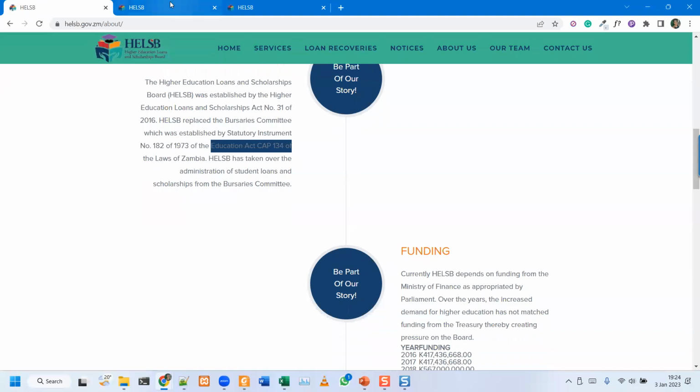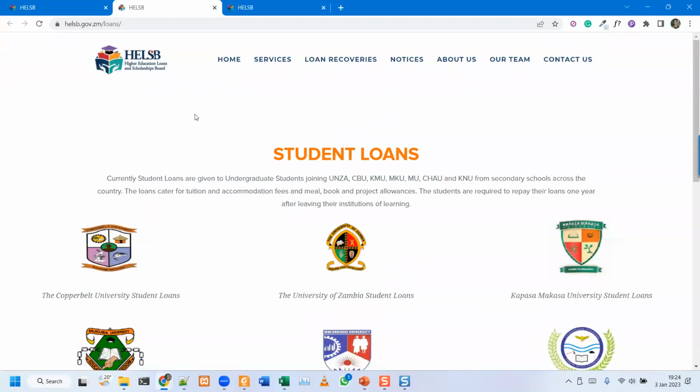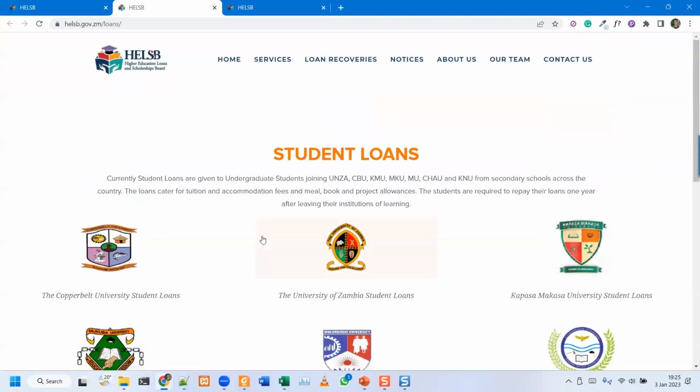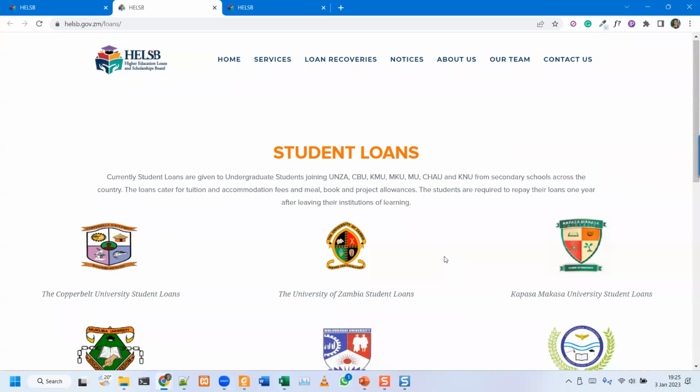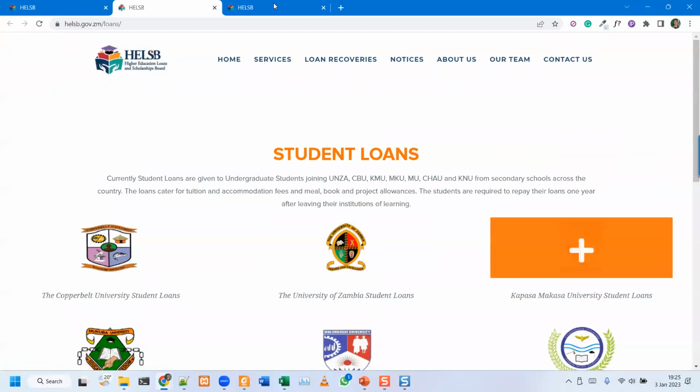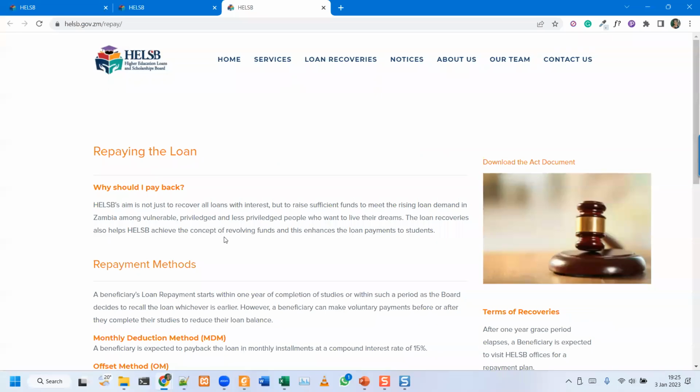Then in this tab, code loans, which you can find from services and student loans, it shows you a summary of where they are supporting loans. So you can get a student loan if you're going to any of these public universities, and probably more now. I don't know if they need to update this portion, because I think there are way more universities that they facilitate. Then another thing that I found very useful was the repayment option.